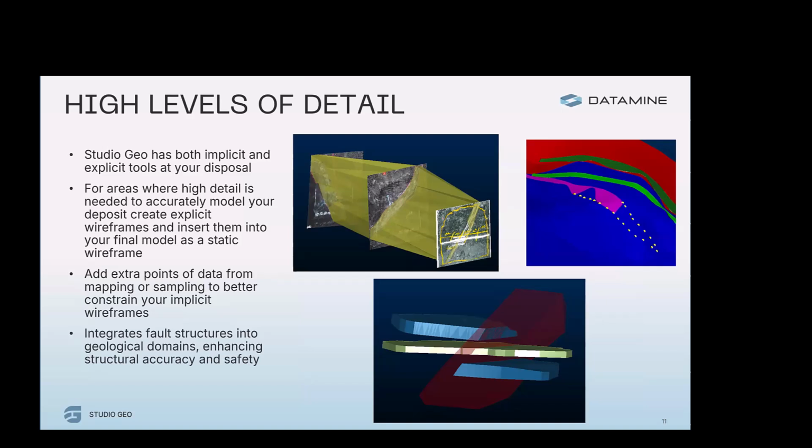Typically in areas where you do want high detail, in this case maybe it's a quartz vein in a face photo, we can actually do that. We can create the wireframe explicitly and then insert it into our process. We have other things like adding additional points, which is up here. These are just anchor points that help us anchor our wireframe. And we can do stuff like integrating fault data into our wireframes. So that's it here. We can see there's been a lot of movement on this fault here. And then we've got a much younger intrusion coming through the middle, which is not deformed at all.